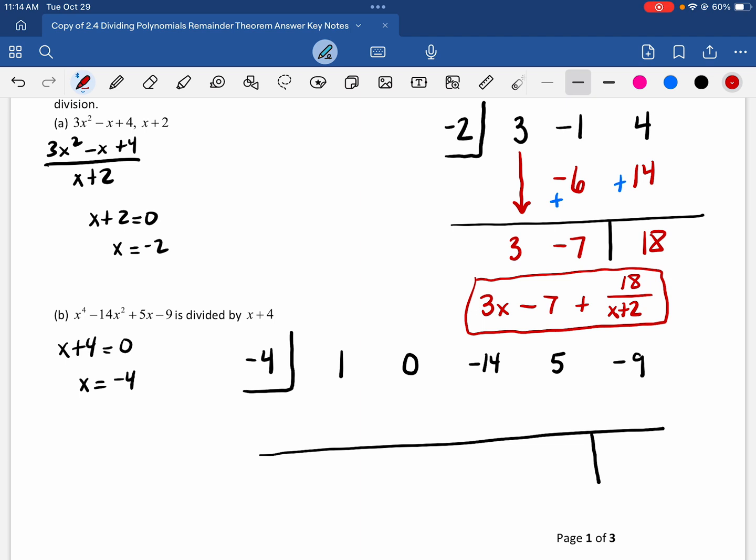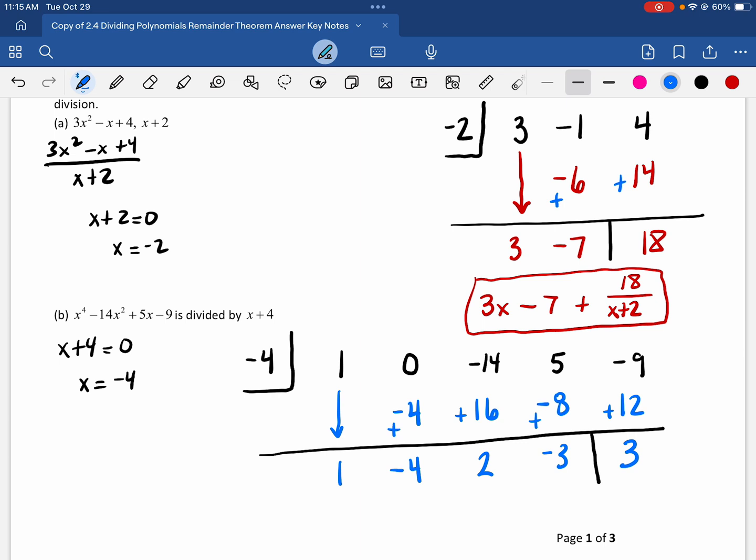And then we'll just keep repeating that process that we did in the previous one. So start out by dropping the 1 down. -4 times 1 is -4. I'll put that under the 0. And then I'll add those together, and I get -4. -4 times -4 is 16. I put that under the -14. I add those together. I get 2. -4 times 2 is -8. I add those together. That gives me -3. And then -4 times -3 is a positive 12. I add that with -9. And I get 3 as my remainder.